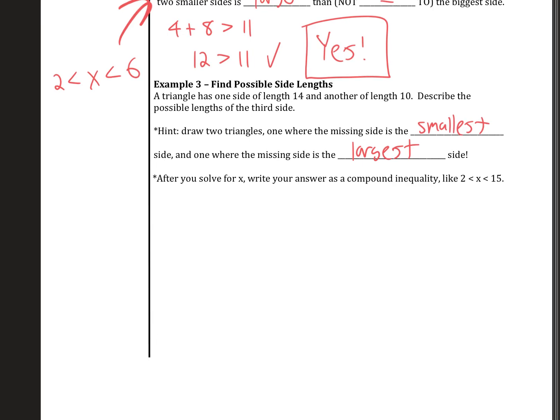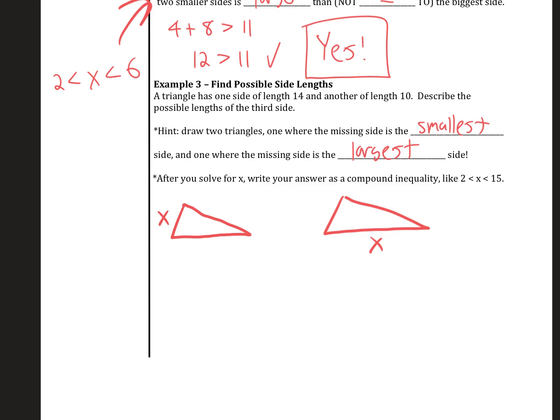And the way we're going to do this is we're going to start with the mins and maxes, the minimum and maximum values. So we're going to start with one where x is the smallest number, so we're going to put x over here. And we're going to do one where x is the biggest number, or the biggest side, so I'm going to put x over here.